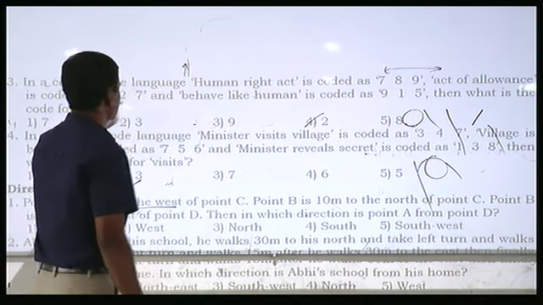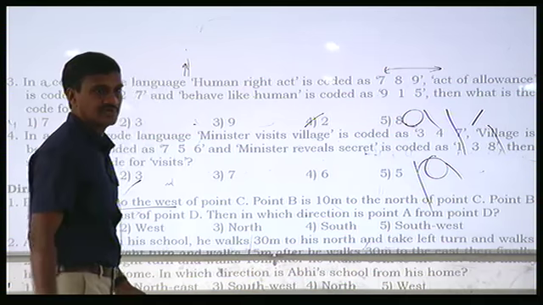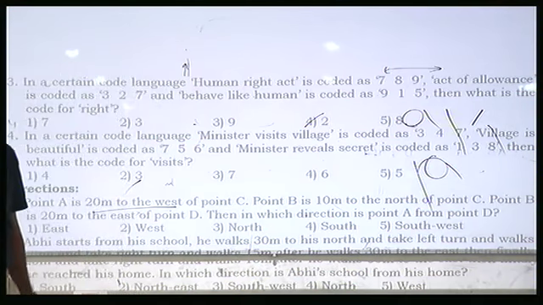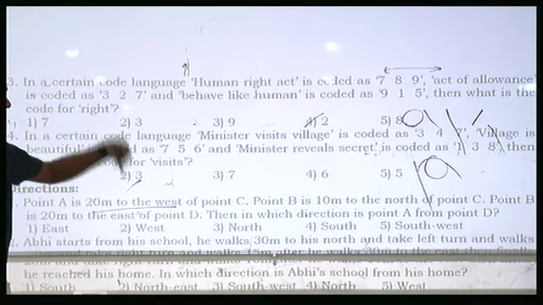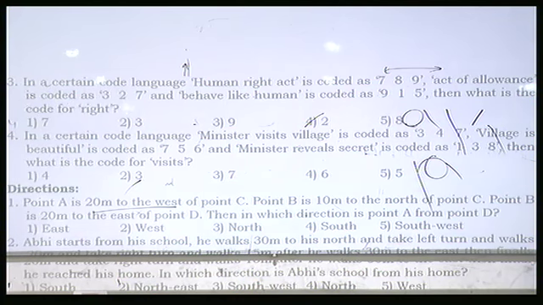7, 8, 9. 7 is common, 9 is common, 8 is left over. That's it. 7, 7 common, 9, 9 common, 8 is left over. 8 is the answer. Next one. Then what is the answer? 3, 4, 7. 7 is common, 3 and 3 is common. 4 is the answer.